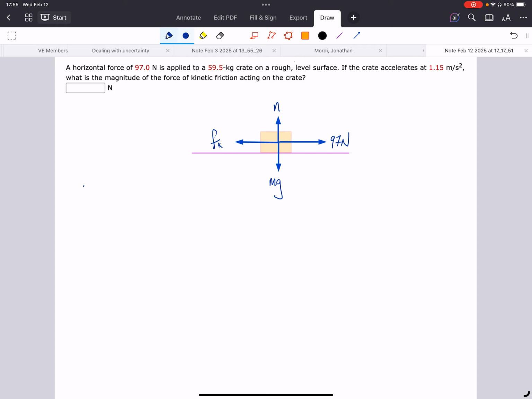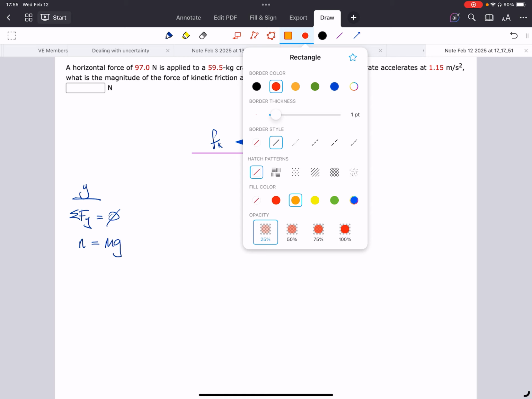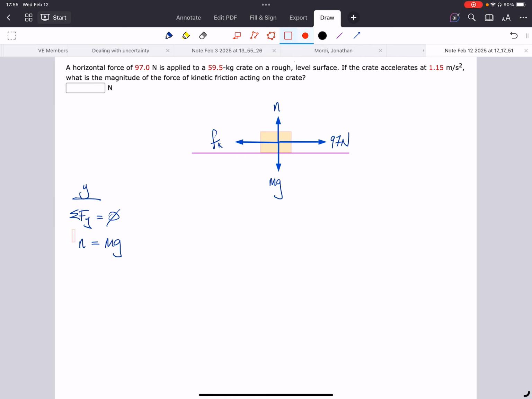Let's start by looking at the X and Y forces. In Y, we are going to find that because there is no acceleration up or down, N is equal to mg. Let me caution you one more time. Do not assume that N is always equal to mg. It isn't. You have to figure this out for each and every question, each and every time.